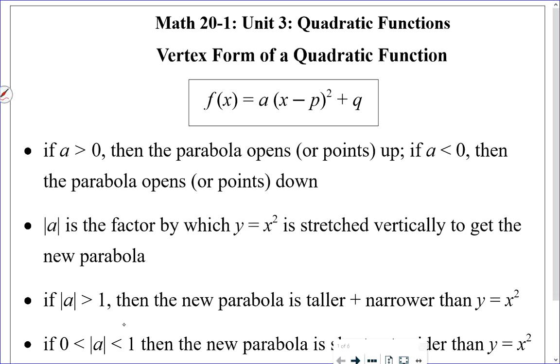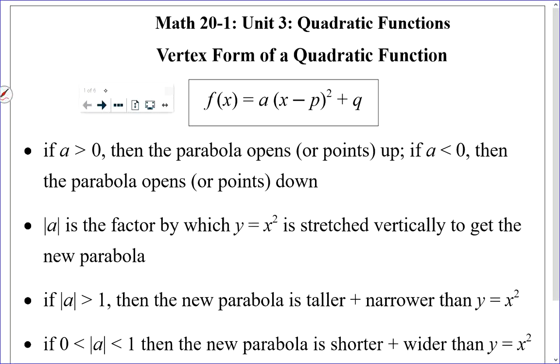And you need to understand that the vertex form of a quadratic function can be written as f of x equals a times (x minus p) quantity squared plus q. And a, p, and q tell you a number of things about the quadratic function. If a is greater than 0, then the parabola opens up, and if a is less than 0, the parabola opens down. So this is just fundamental things that hopefully you don't even have to study. If a is positive, the parabola opens up. If a is negative, the parabola opens down.